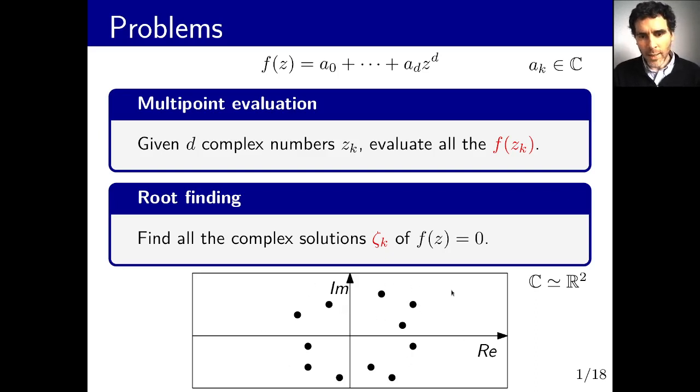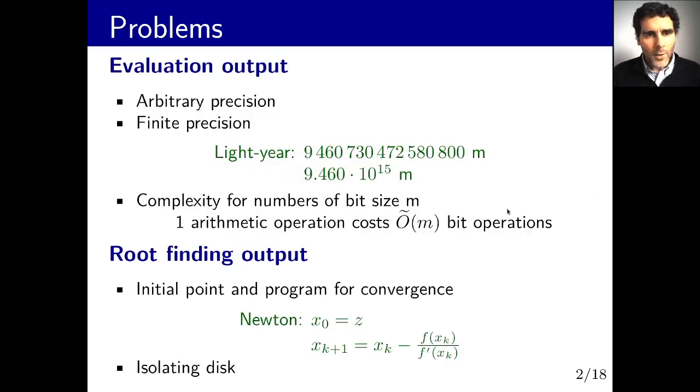And here we can see an example of the roots of a random polynomial. We also have to wonder about how we will represent numbers. Because we work within the reals, there are two possibilities: either working with arbitrary precision or finite precision. Here I will focus on finite precision arithmetic.